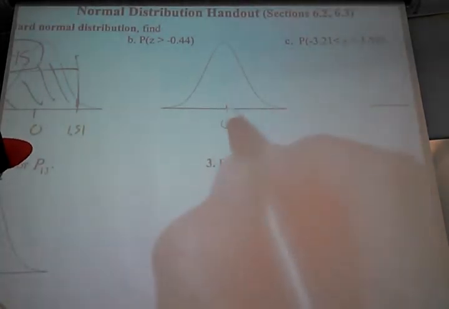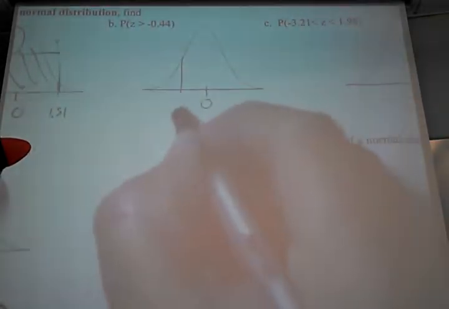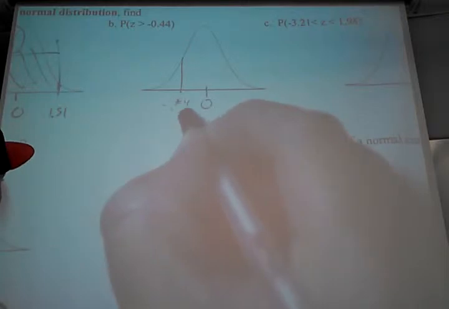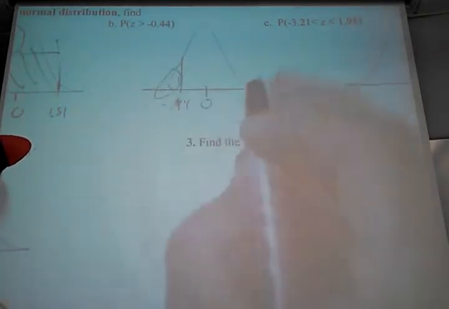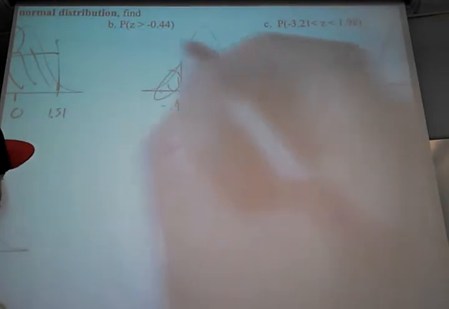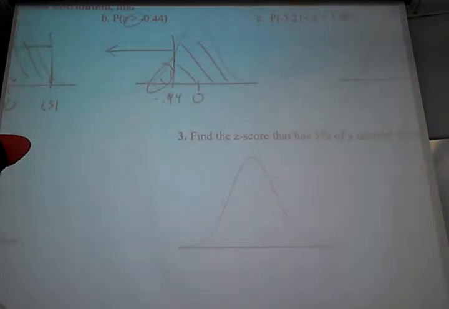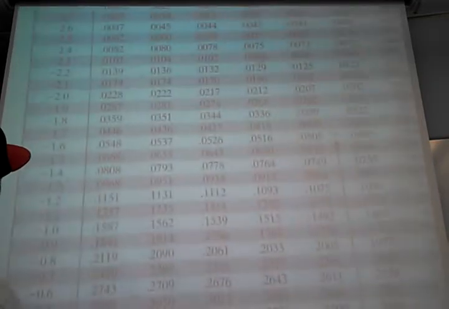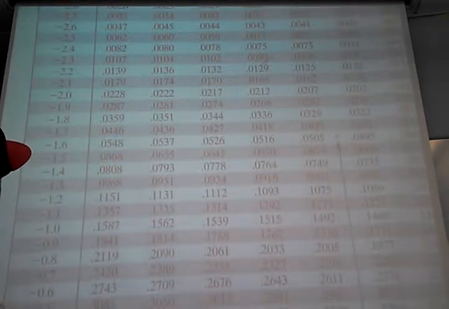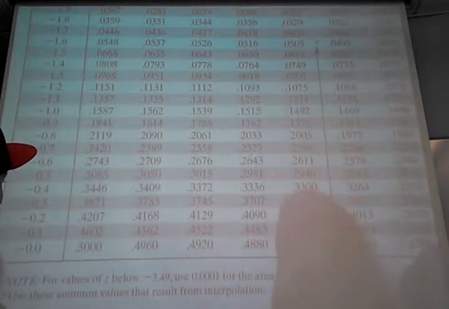All right, so where's the negative 0.44? To the left of it. All right, cool. So here's negative 0.44. If I looked at area, this area I want? No. I hate that I just did that. Greater than. So when I look up negative 0.44, so I won't do the shortcut, I get 0.33. That's going to be the area down here. But I want this area, so that's going to be 0.67.